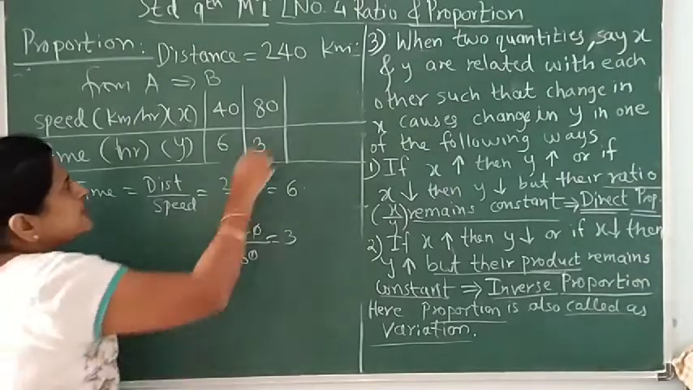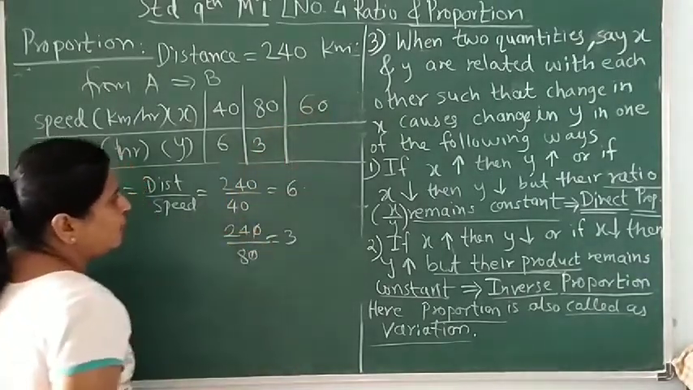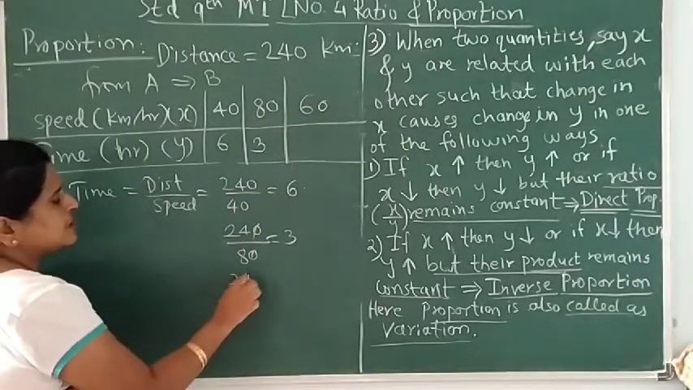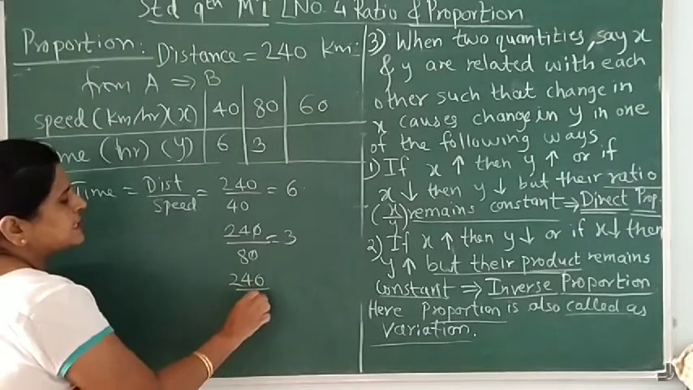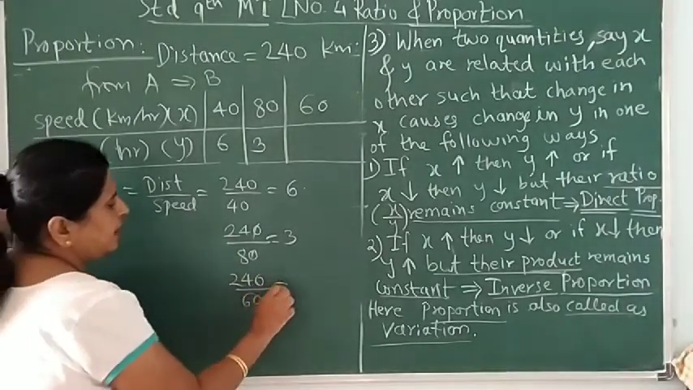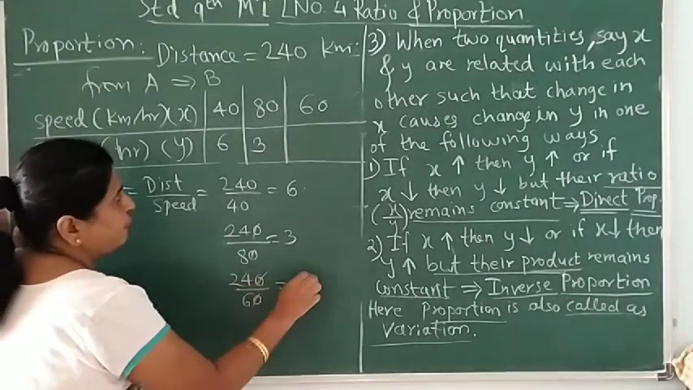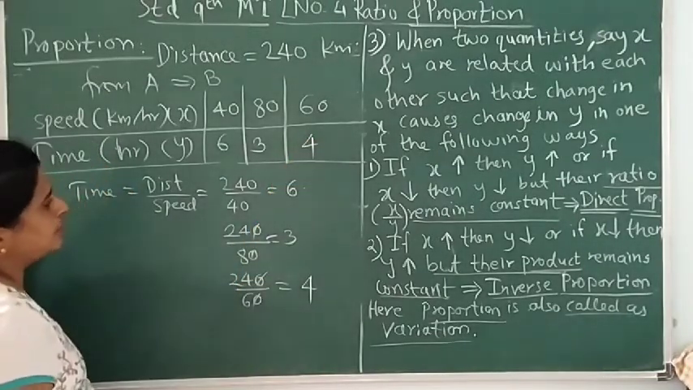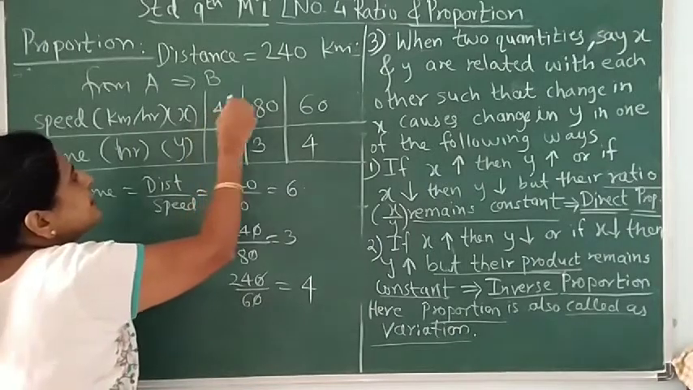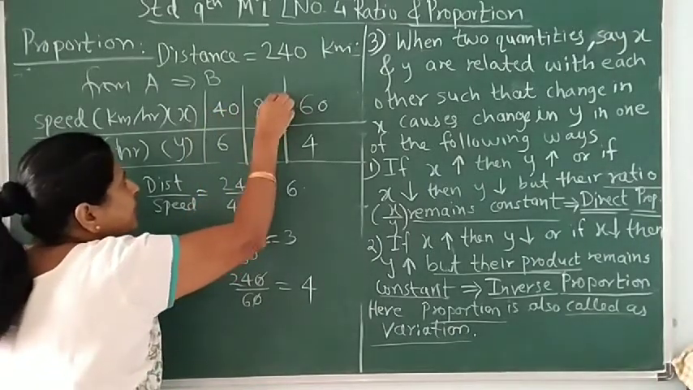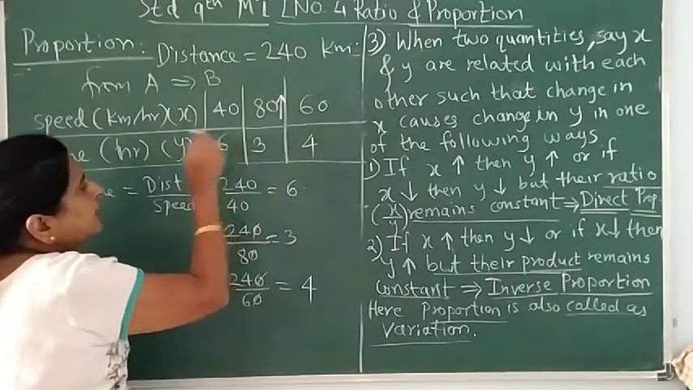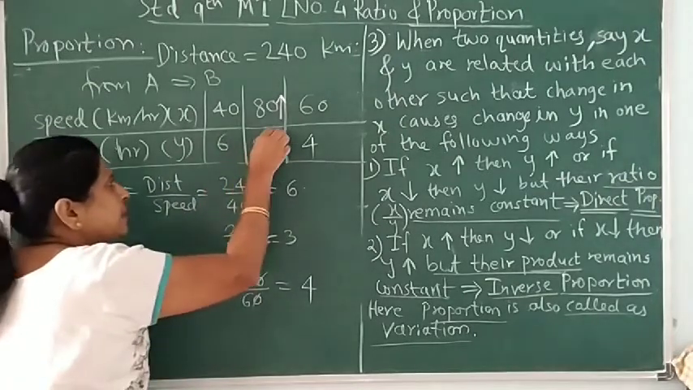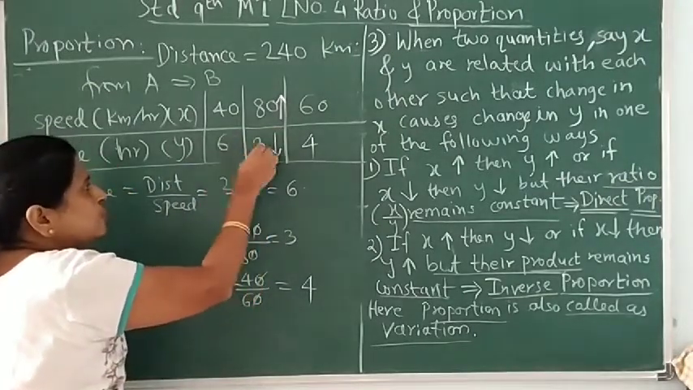And if the speed is 60, then what will happen? The distance 240 divided by 60 kilometers per hour gives 4, so 4 hours. So here what do you observe? When the speed is increased from 40 to 80, here it is an increase. And what happened to the time? The time has gone down from 6 to 3.